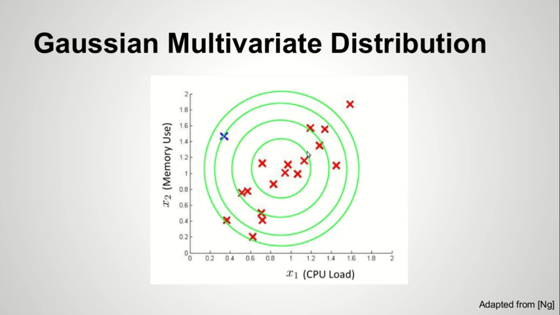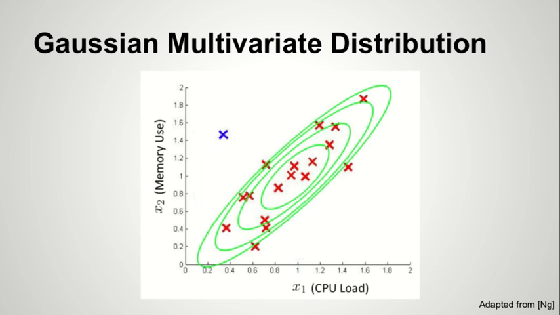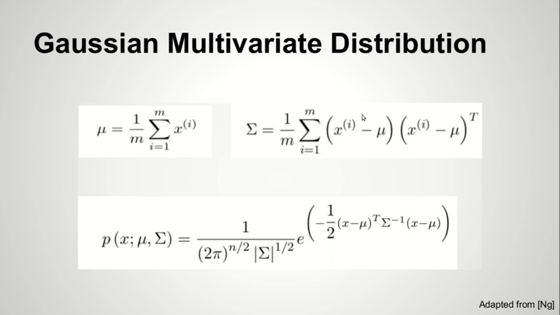But what we would really like to see is something more like that. We would like to be able to have a different shape here to be able to predict this as an anomaly and this as normal, non-anomalous data. So how do we do that? With the multivariate Gaussian distribution. Now here are the formulas.